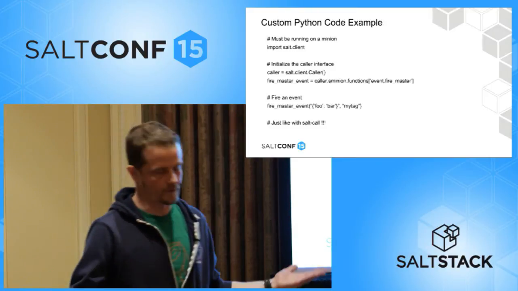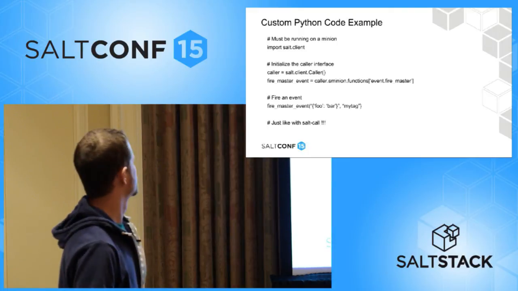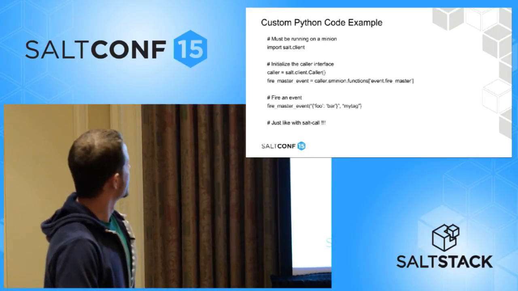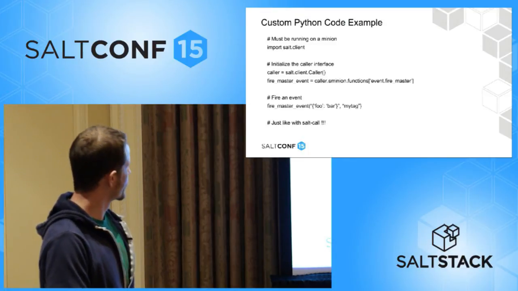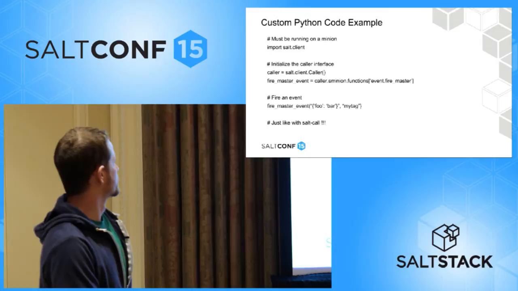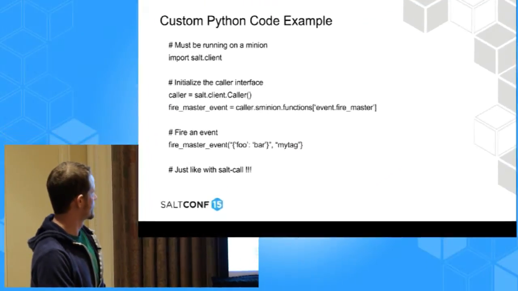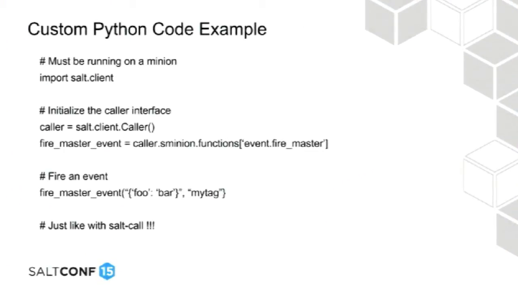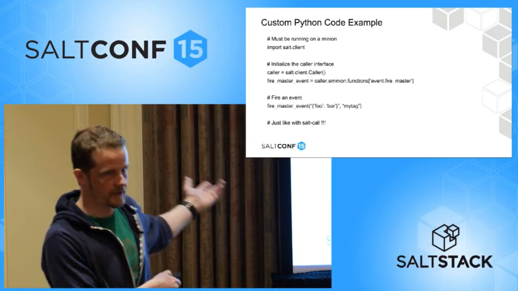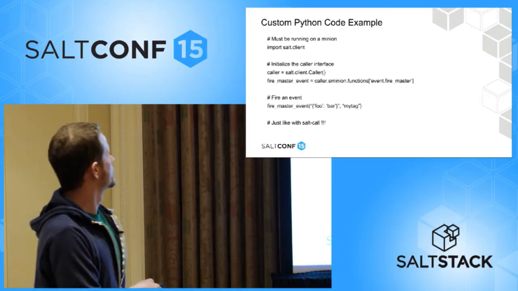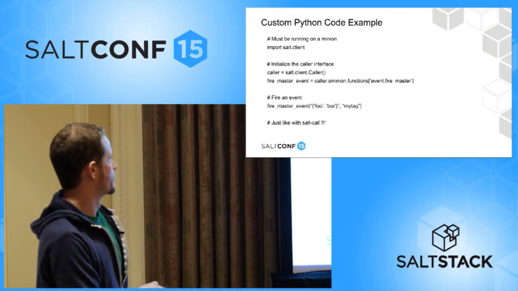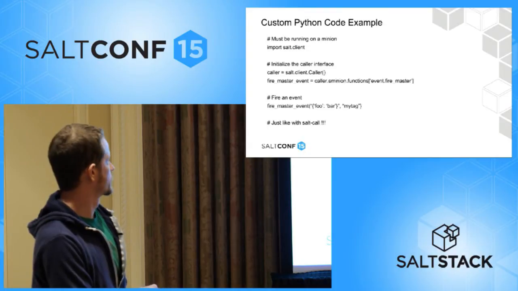Again, the code, like with all extensible parts of Salt, it's easy. That stuff doesn't get any easier than this. Import salt.client, initialize a caller interface, and then I like to alias the event fire_master function like this, with caller.sminion.functions, then event.fire_master, and then you have a new function, right? Fire master event, and it takes the exact same parameters as the salt-call command line version, because that's what we're actually doing here. This is how the salt-call command works. It's just this little guy here. Any modules you can run with salt-call can go in here.